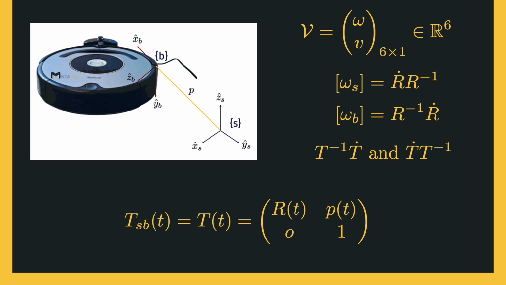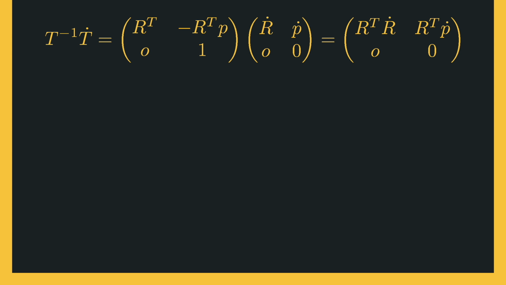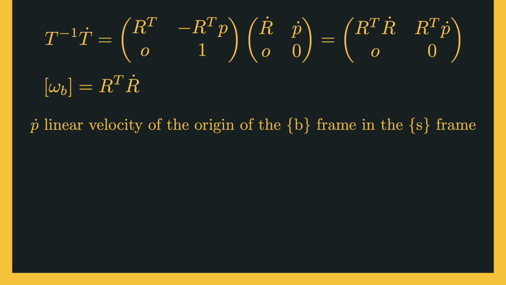Then we can find this equation for the multiplication of T inverse and T dot. Refer to the lesson on homogeneous transformation matrices to understand how to calculate the inverse of the homogeneous transformation matrix T. As we saw in the angular velocities section, R transpose R dot is the symmetric matrix representation of the angular velocity in B coordinates, and P dot is the linear velocity of the origin of the B frame expressed in the fixed frame S, and thus R transpose P dot is the linear velocity of the origin of the B frame defined in the B frame coordinates.